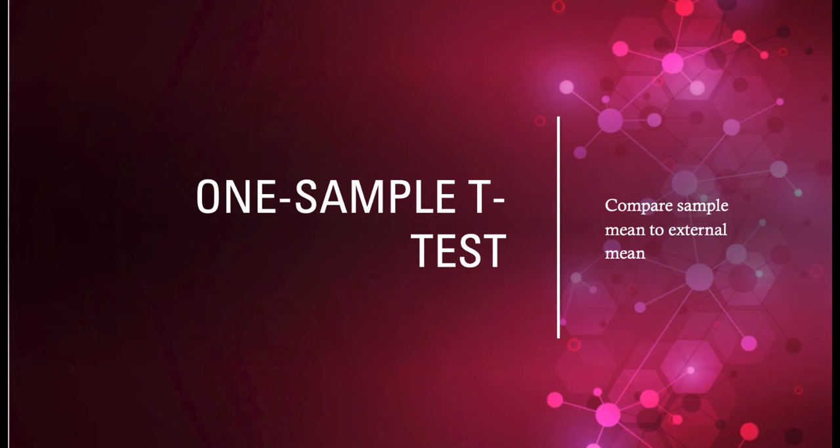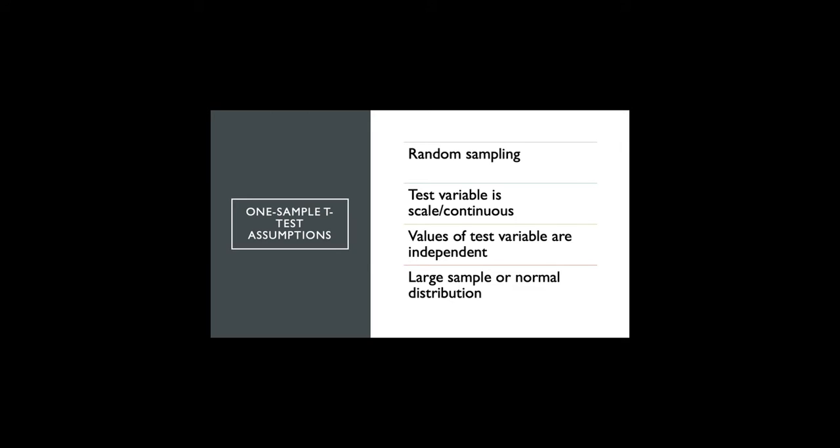A one-sample t-test will compare the mean of a scale variable in your sample to a known or external mean value. The assumptions of a one-sample t-test are that the sample in your dataset was recruited via a random sampling method, that the test variable is a scale level variable, that the values of this variable are independent of one another, and that you have a large sample, so 30 or more people, or that the variable is normally distributed.